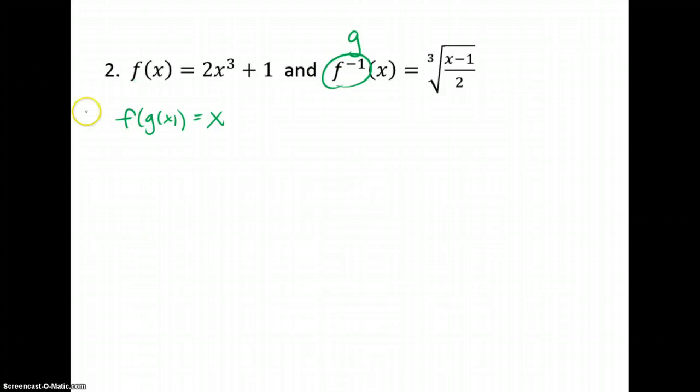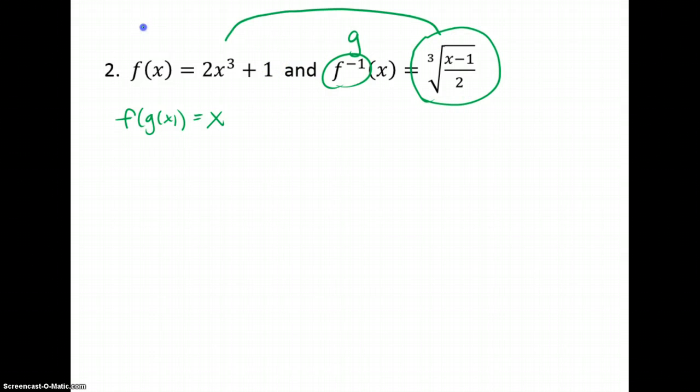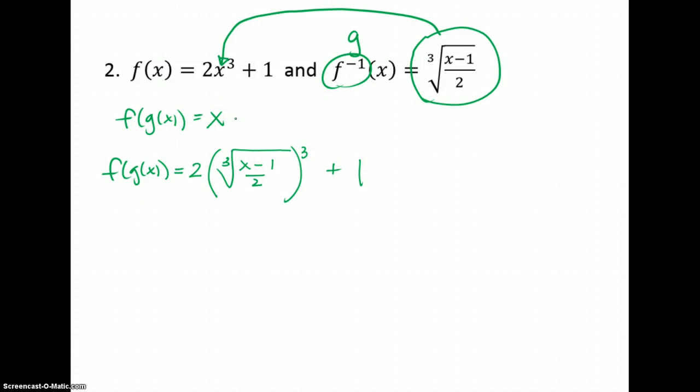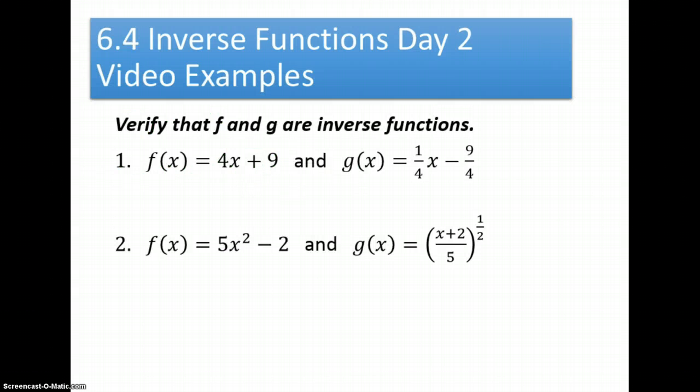So same thing as last time. I'm going to take my g function. I'm going to put it in place in the f function where x is. So my composite f of g of x equals 2 times the cube root of x minus 1 over 2, cubed, plus 1. So I replaced this into x.